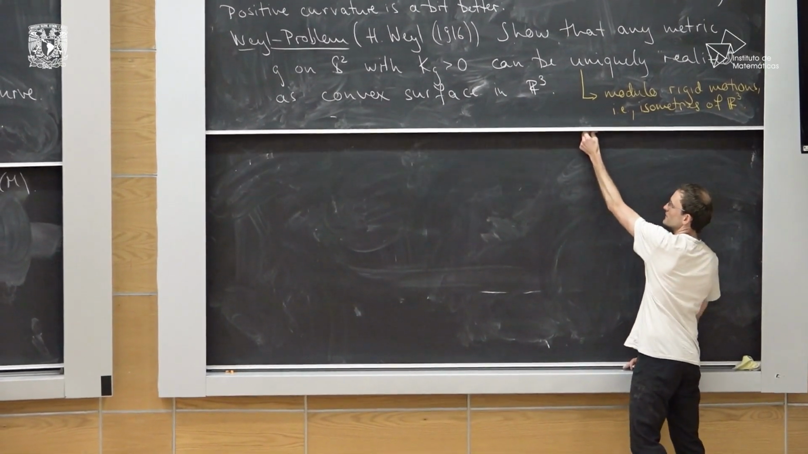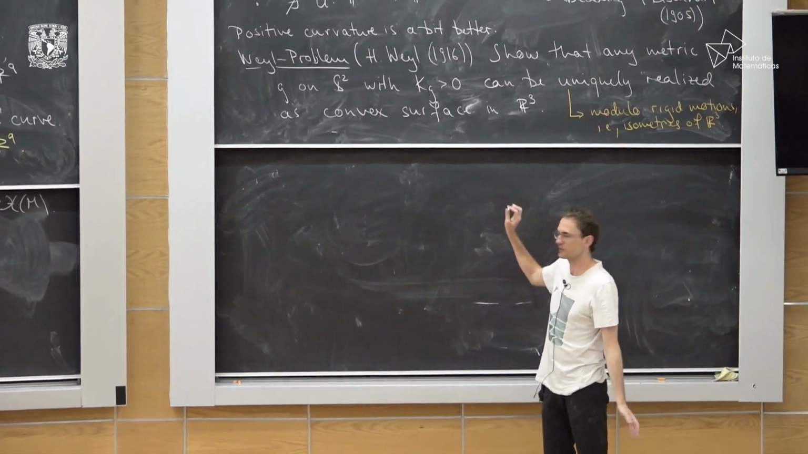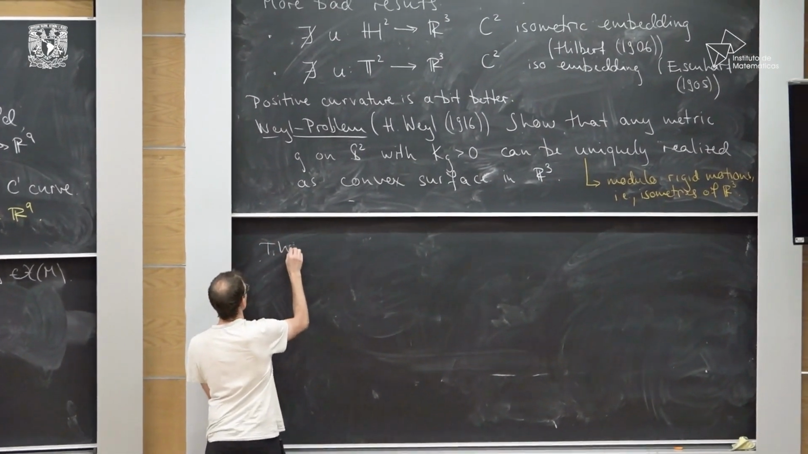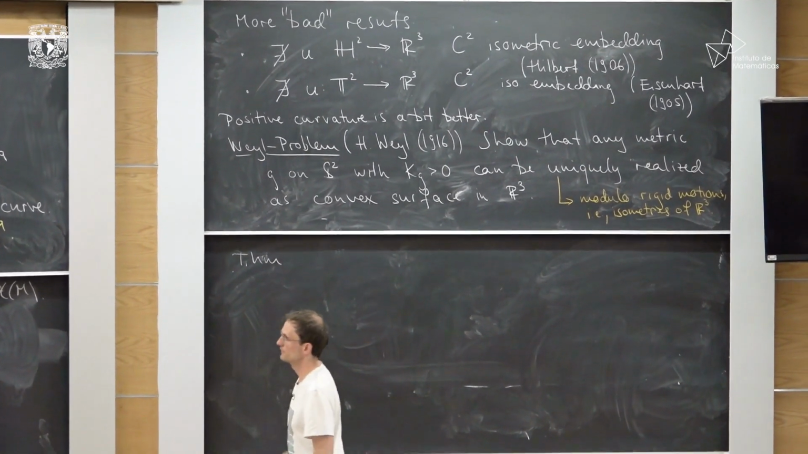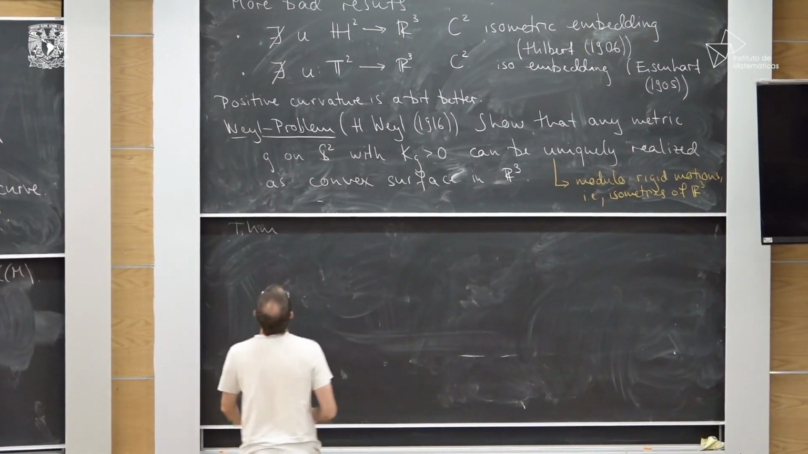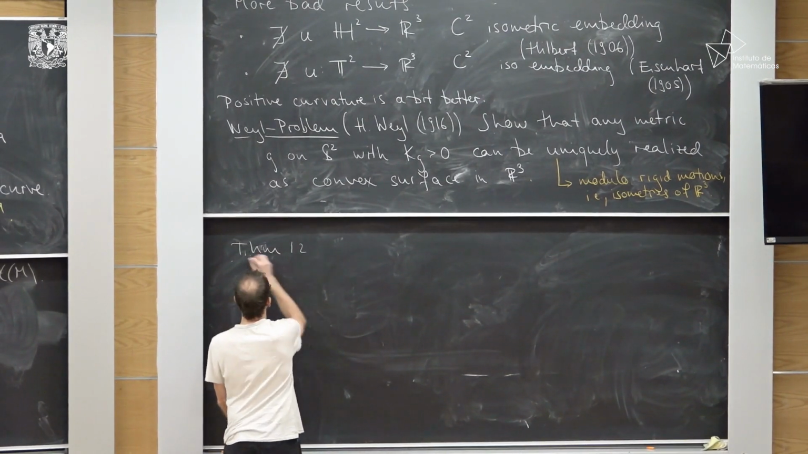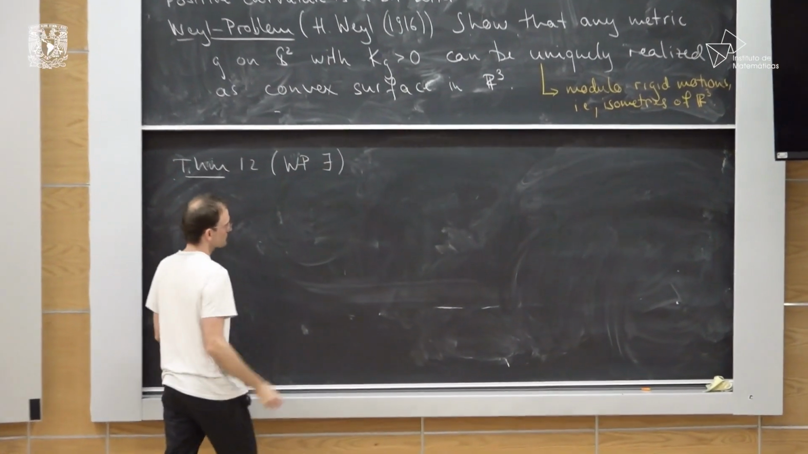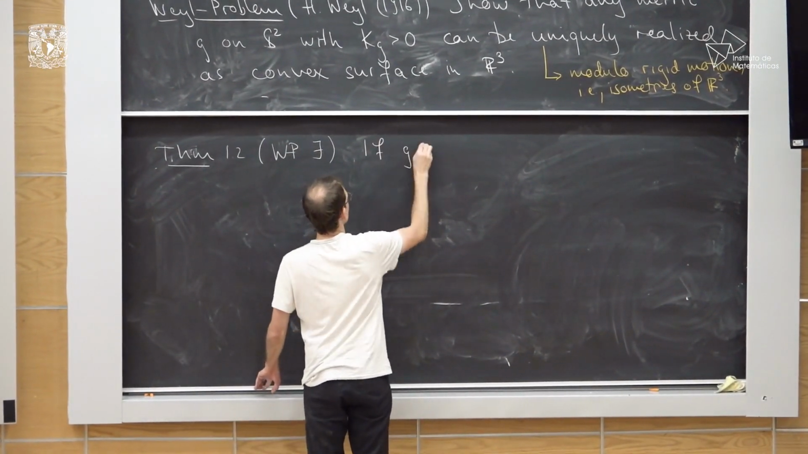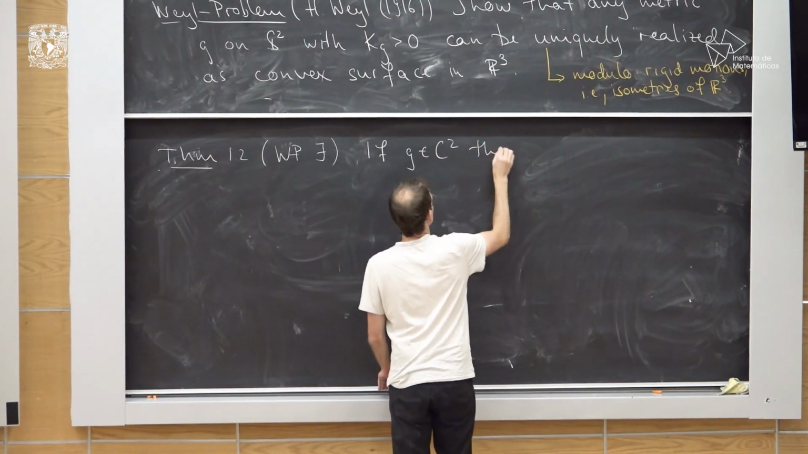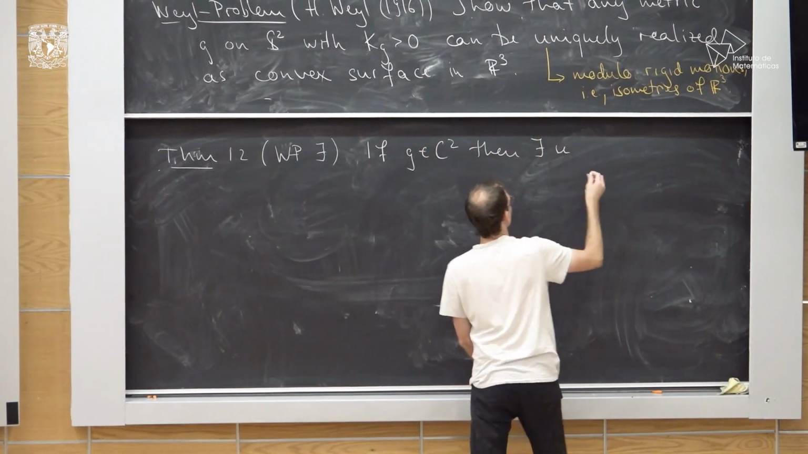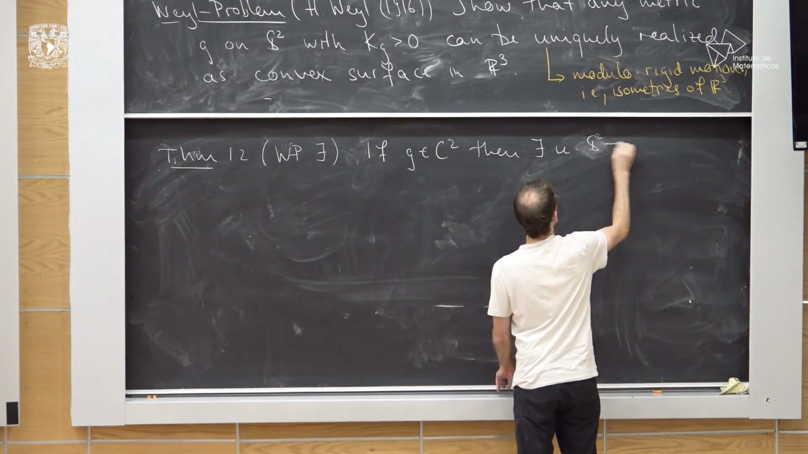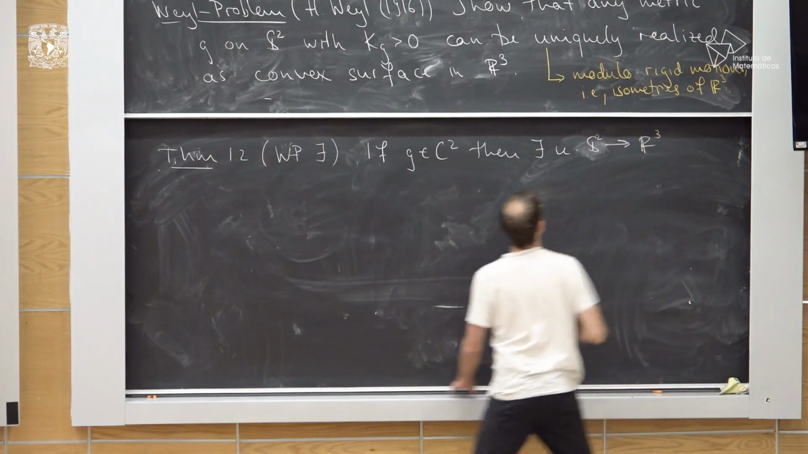Okay, the Weyl problem. As I said, it was completely solved in the 50s, because we have the following two theorems. Theorem 1, or theorem number 1, 2 maybe. This is existence in the Weyl problem. Namely, if your metric is C2, then there exists U isometric.